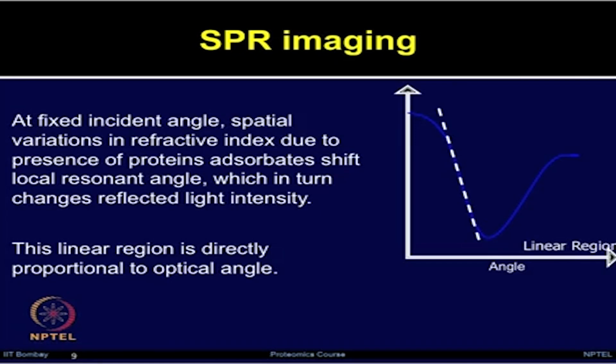The linear region of the SPR curve quantitatively correlates the changes in reflected light intensity with the amount of material present on the surface.